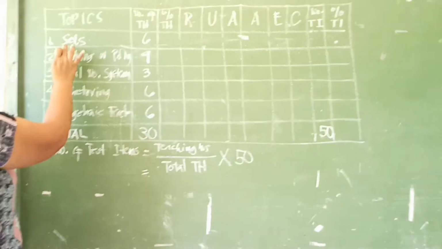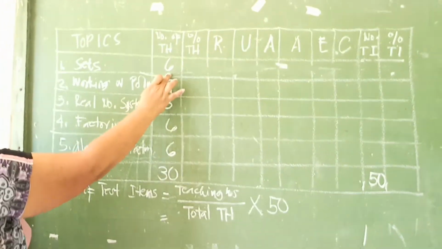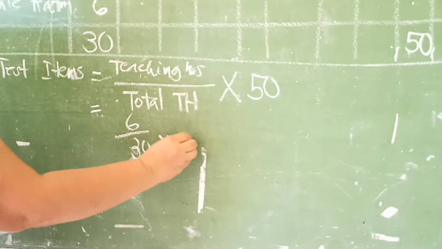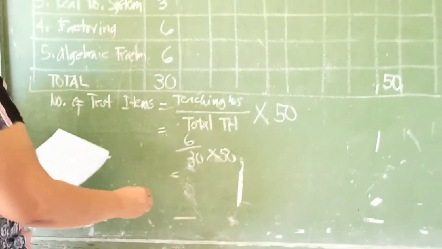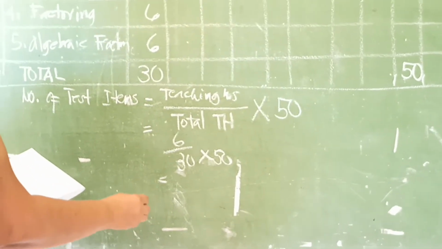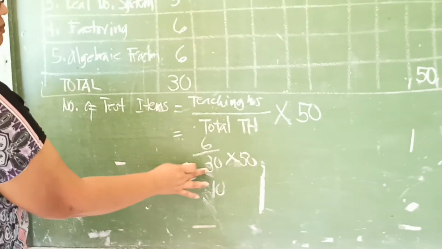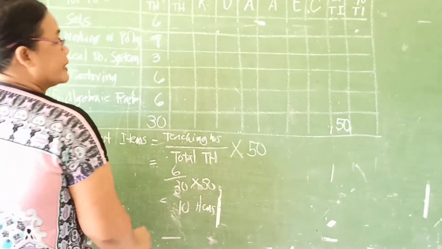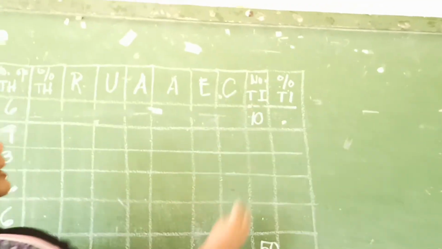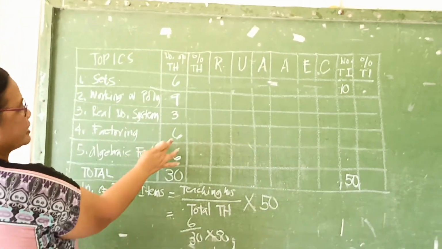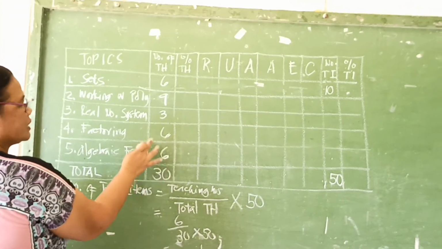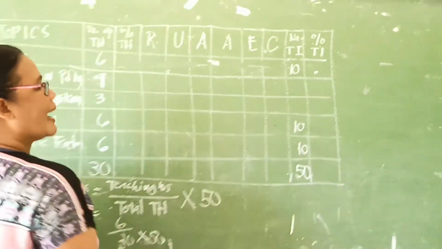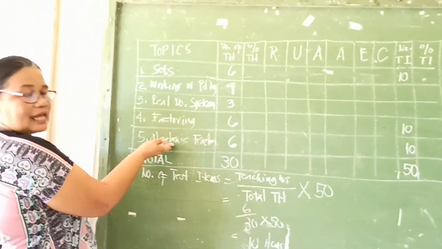For example, in chapter 1, sets, I have discussed this for 6 hours. 6 over 30 times 50. So all in all, the number of items here is 10, because 6 divided by 30 is 0.2 times 50. So for sets, I will give 10 items. And if you have 6 hours of teaching in your chapters, understood that you will give 10 items to that topic.